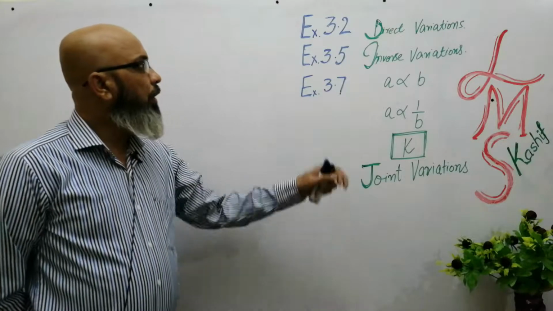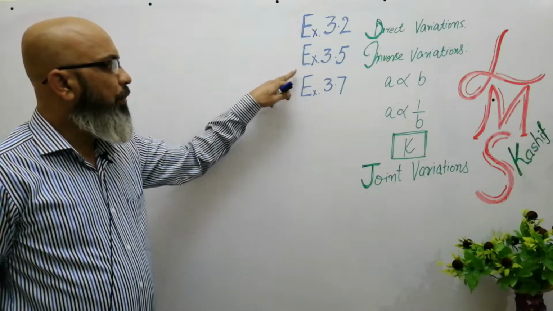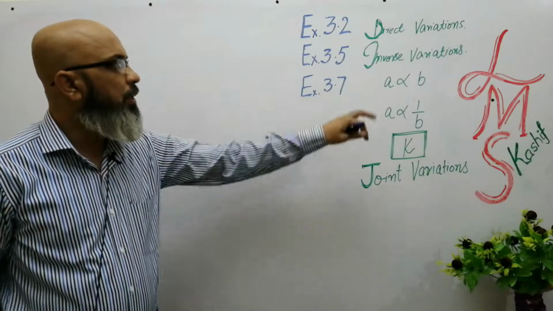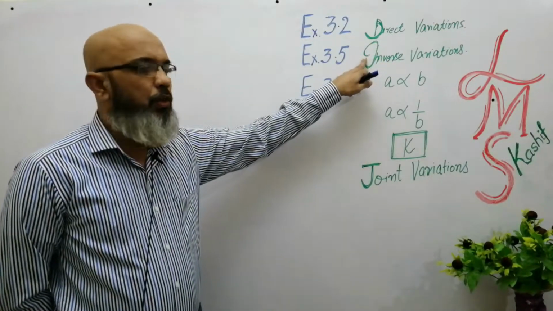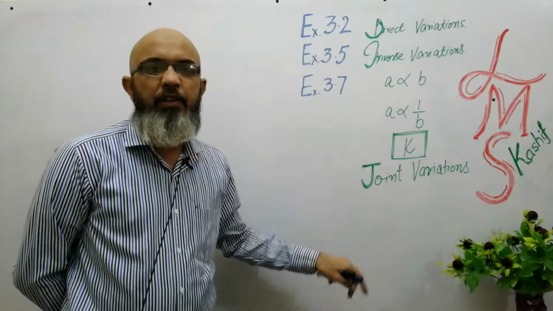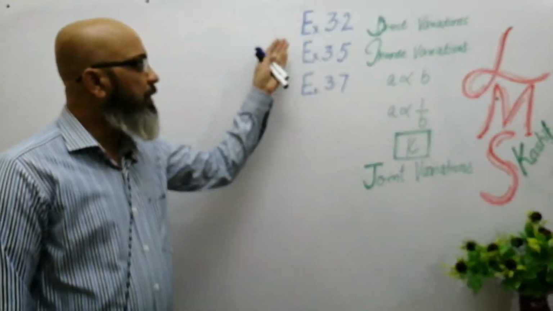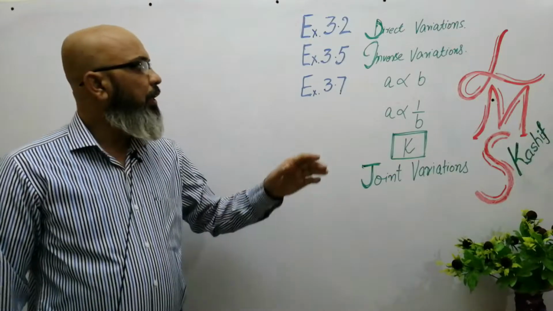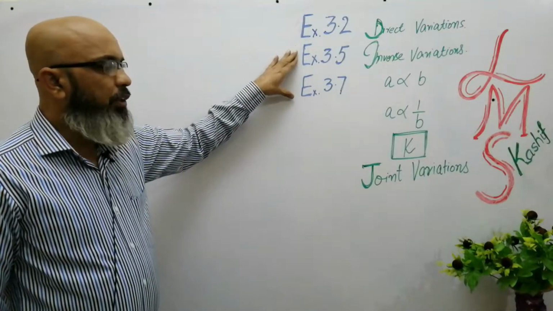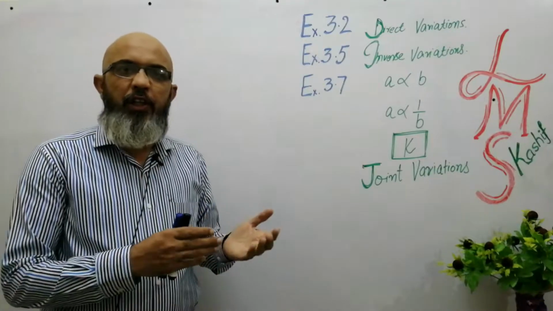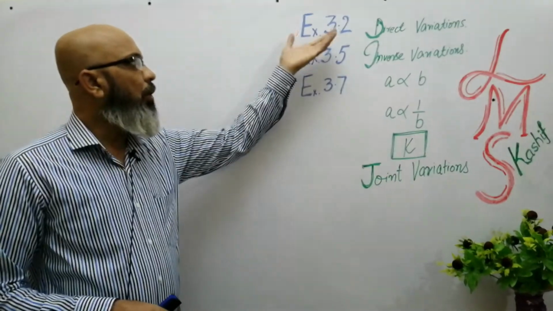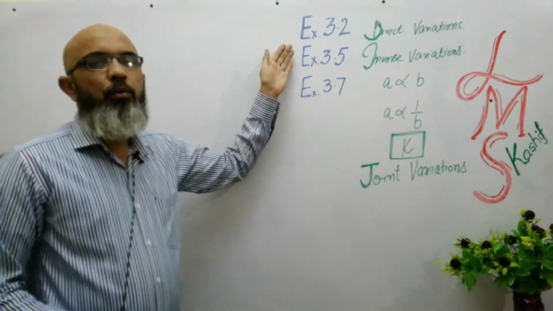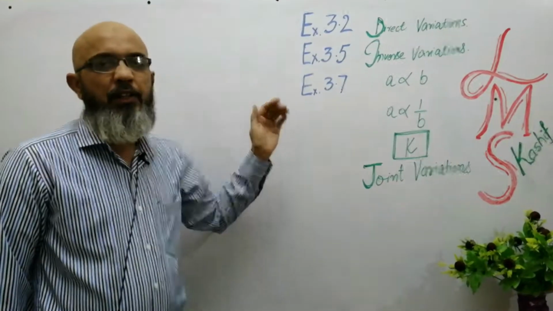So today we are doing exercise 3.2, 3.5 and 3.7 of class 10th and we will discuss direct variations, inverse variations and joint variations. Why do I cover three exercises in one lecture? It's because all the questions are related to each other. If you understand how to solve the questions of exercise 3.2, you can easily do the rest of these exercises.